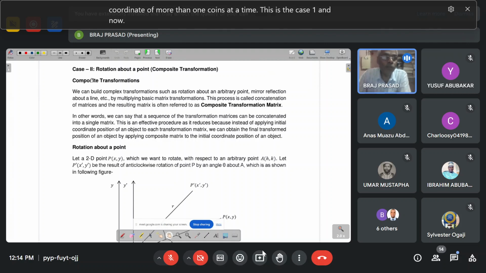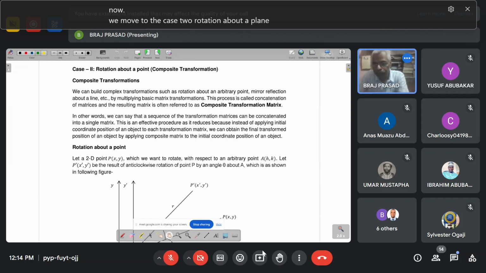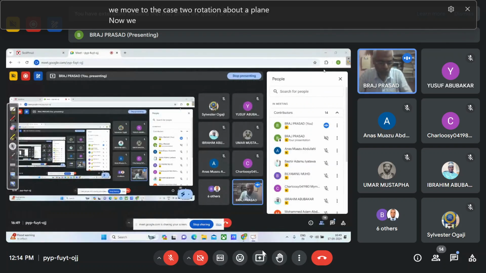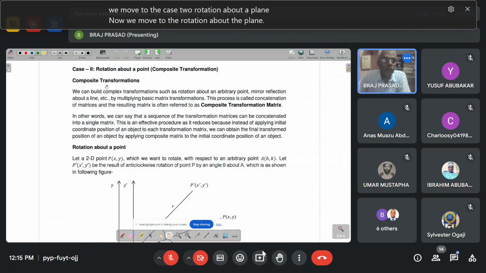Now we move to case 2, rotation about a point. This is case 2, and these two cases will be used in our transformation or in image processing topics.